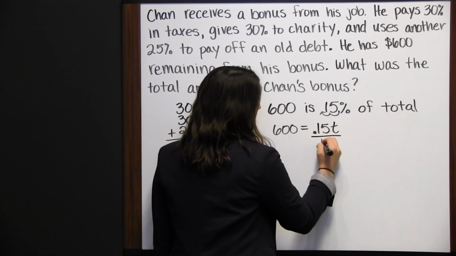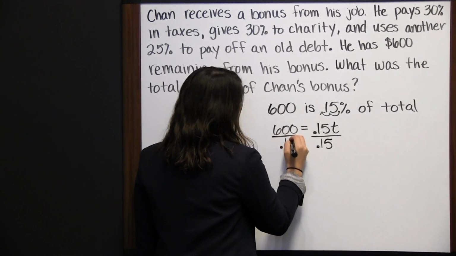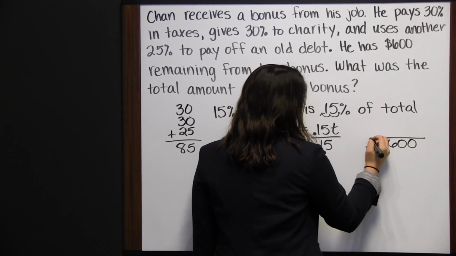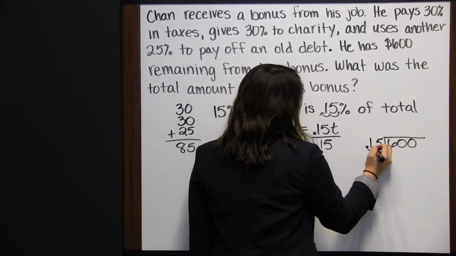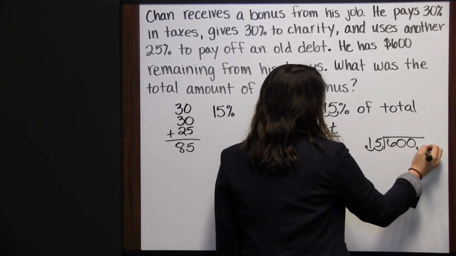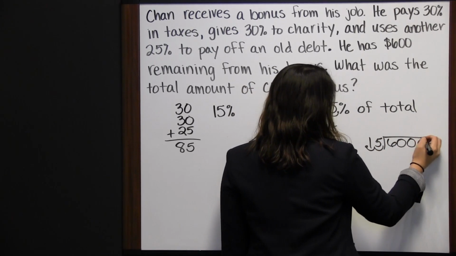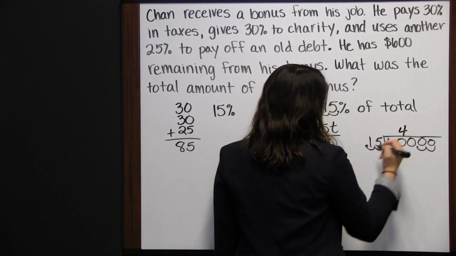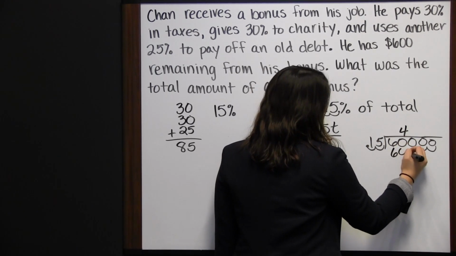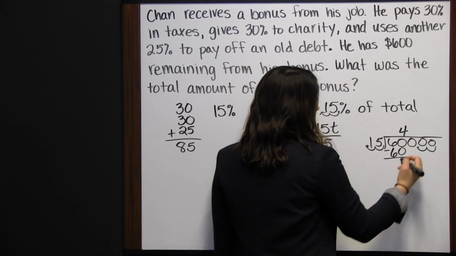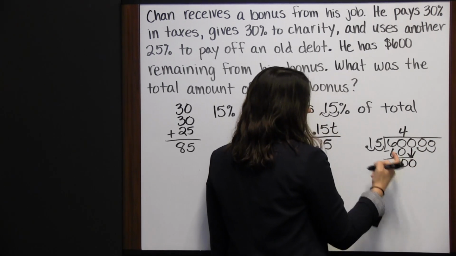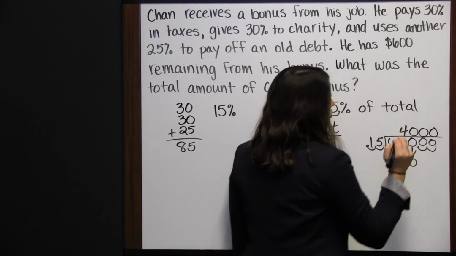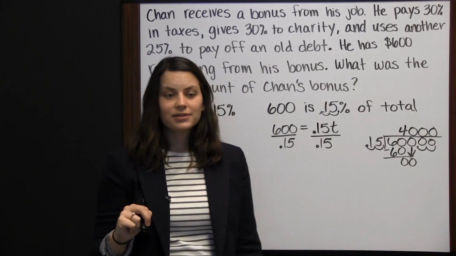So divide both sides by 0.15. So 600 divided by 0.15. We need to move the decimal 2 places to the right, so we do the same to 600, add 2 zeros, and 15 goes into 60 4 times. 15 times 4 is 60. You subtract and get 0. When you bring down 0, 15 goes into 0 0 times, and that's just going to keep happening 2 more times until we get 4,000.